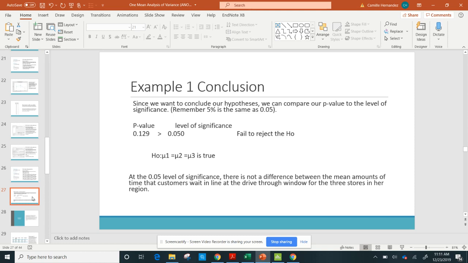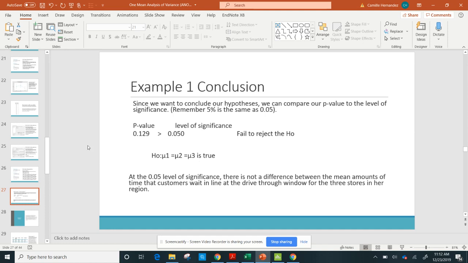Remember, I've got that 0.05 level of significance. Since 0.129 is greater than 0.050, I fail to reject the null, which means the mean times are the same. And I even went back here and put your original null hypothesis. So at the 0.05 level of significance, there is no difference between the mean amount of time that customers wait in line at the drive-through window for the stores in her region.